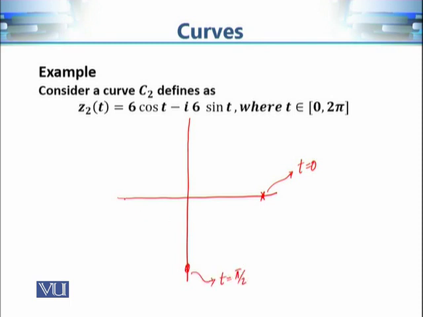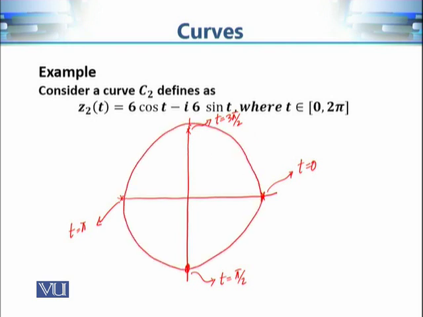And similarly, we can observe that when t is equal to pi, we are going to get this value, and when t is equal to 3 pi by 2, then we are going to get this value. And when we join these points, we are going to again get a circle. But now the circle, of course, in the previous example we also got the circle, and in this example we also have a circle. But what is the difference between these two examples? So in that example we were traveling anti-clockwise, and in this example we are traveling clockwise direction.